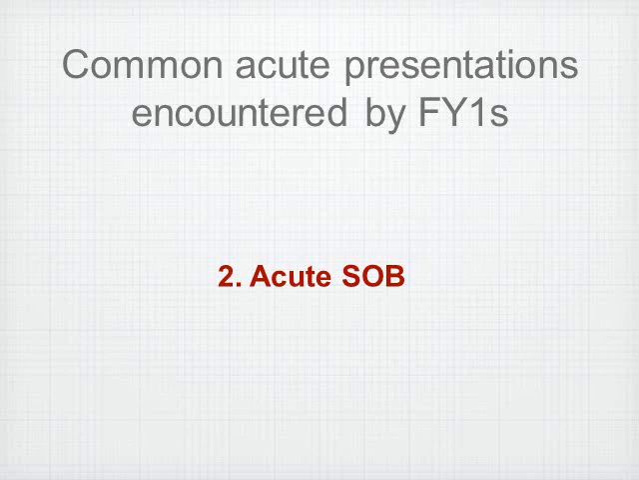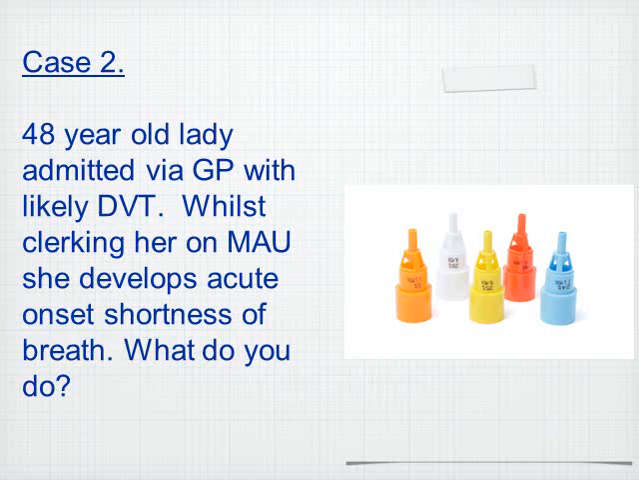Yeah. So this one's acute shortness of breath. So she's a 48-year-old lady. She was admitted via the GP with a likely DVT. Whilst you're clerking her, so you're chatting to her, you're the F1 next year on the MAU, okay? You're doing the job that we were doing, and you're chatting away to her, and suddenly she gets really acute onset of breathlessness, and you know she's got a DVT. What do you do?